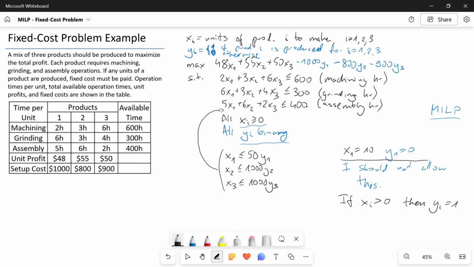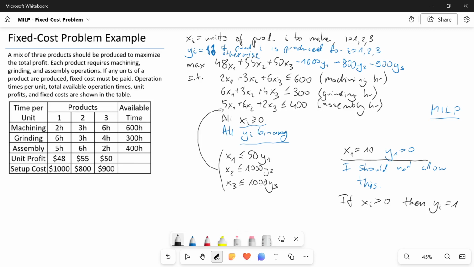And the third constraint, it will be something like 400 over 5, that's 80. So the smallest number I can choose is 50, because according to the constraints, x1 will never be more than 50.